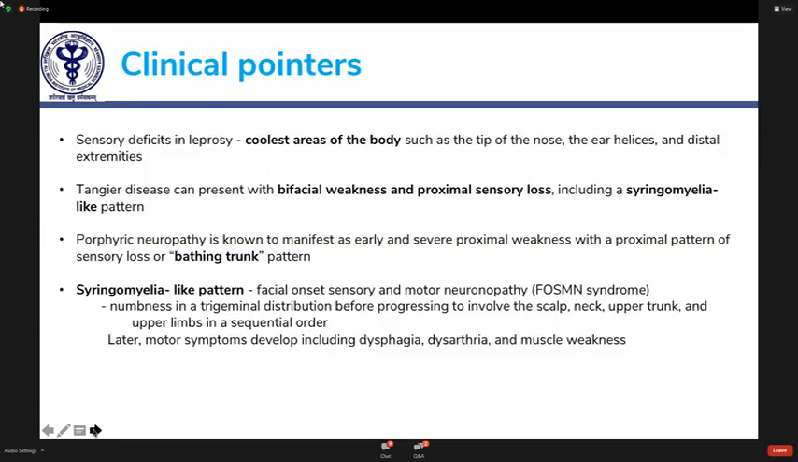The sensory deficit in leprosy, as Neeraj has already mentioned, affects the cooler areas of the body. Tangier disease can present with bifacial weakness and proximal sensory loss, a syringomyelia-like presentation. Some porphyria can also present with an early severe proximal weakness. The proximal pattern of sensory loss is called a bathing trunk pattern. A syringomyelia-like pattern is also seen in a neuronopathy, both focal motor, sensory and motor neuronopathy, called Kennedy syndrome. We can have a trigeminal distribution initially, and later the motor symptoms can occur.